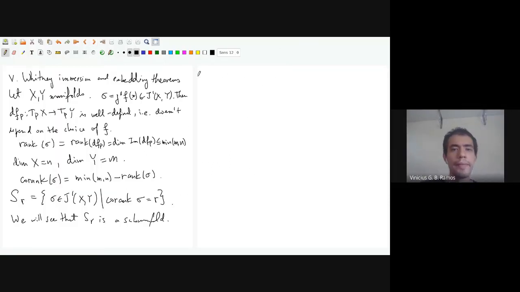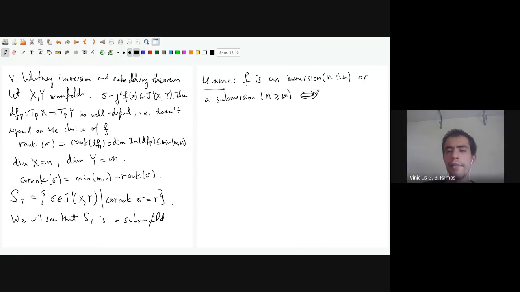This is relevant because of the following lemma. f is an immersion in the case when n is less than or equal to m, or a submersion in the case when n is bigger than or equal to m, if and only if the image of the first jet of f does not intersect the union of all these S_r for r bigger than or equal to 1, that is, if this intersection is empty. Okay? So maybe you can just stare at it and see that this is kind of obvious.